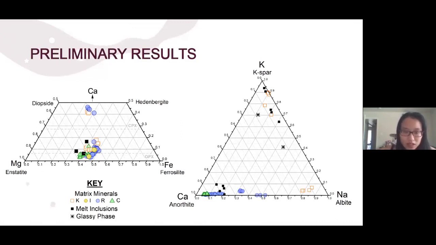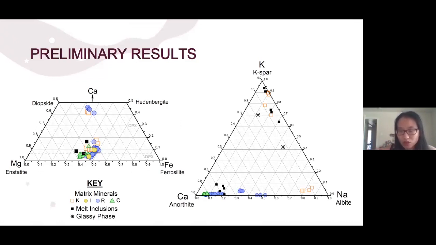Looking at the pyroxenes, the inclusions appear on average a bit more magnesium rich. We didn't get any clinopyroxene-like compositions, so we're not sure yet if that's something that's unique to the shock heating process. And then looking at the feldspar ternary, the inclusions are clustered as being either very calcium-rich and anorthitic type compositions, or else being very K-spar-like in composition.